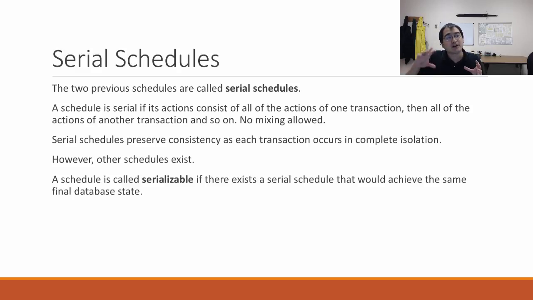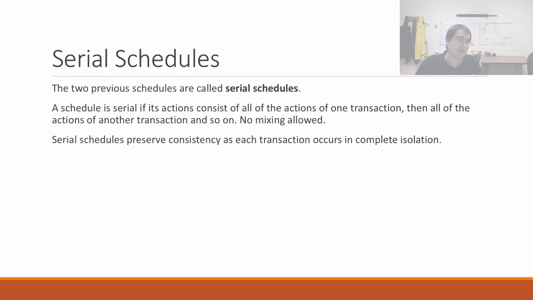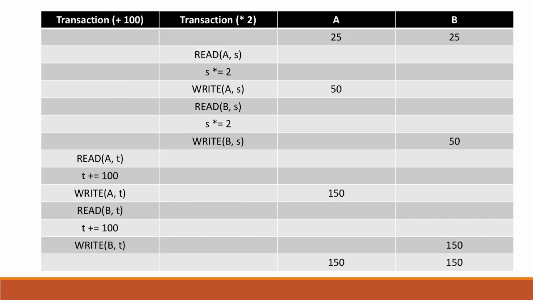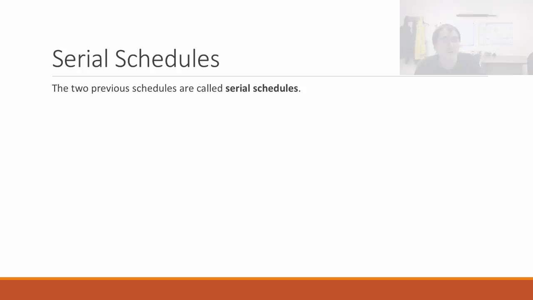A schedule is called serializable if there exists a serial schedule which would achieve the same final database state. What were the final database states? In the previous example, we can go back: the final database state of 250 and 250, or the final database state of 150 and 150.